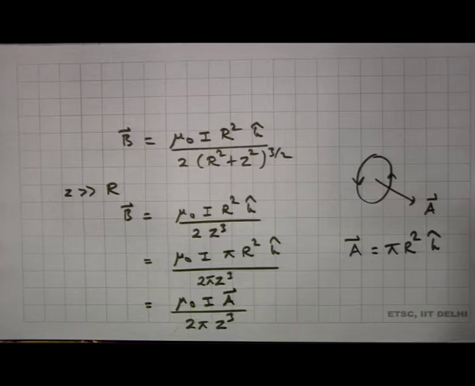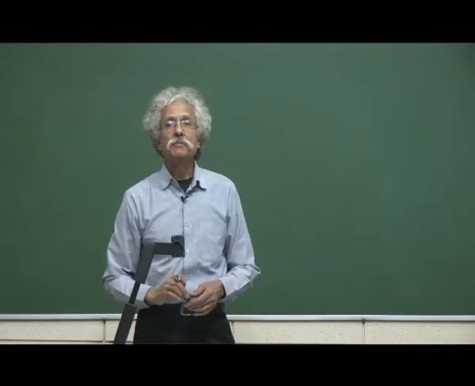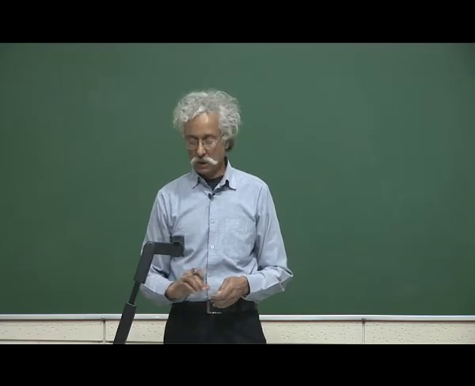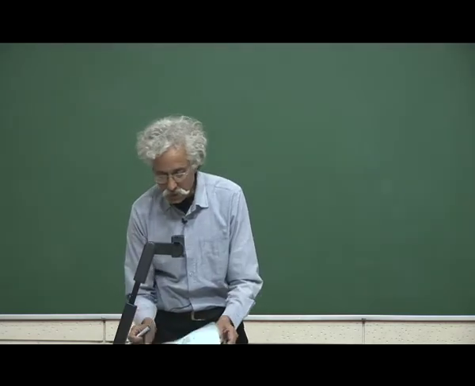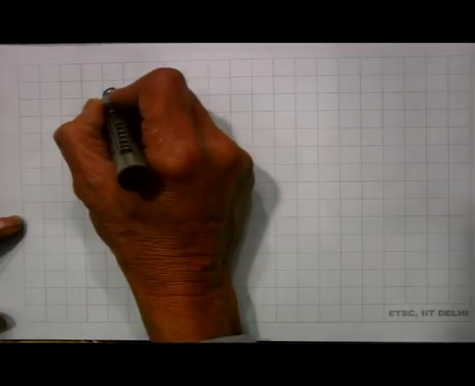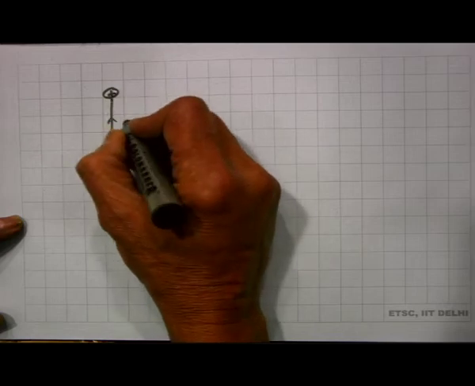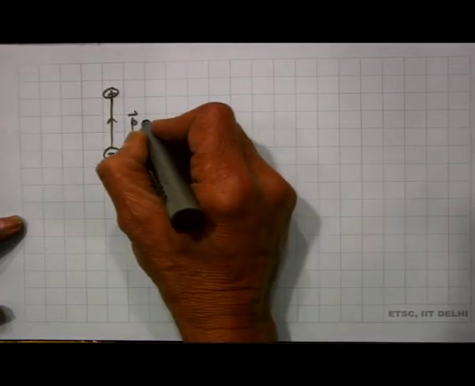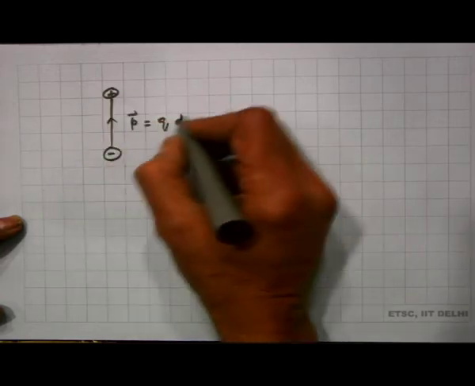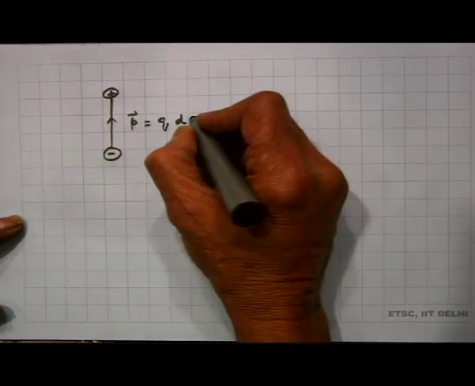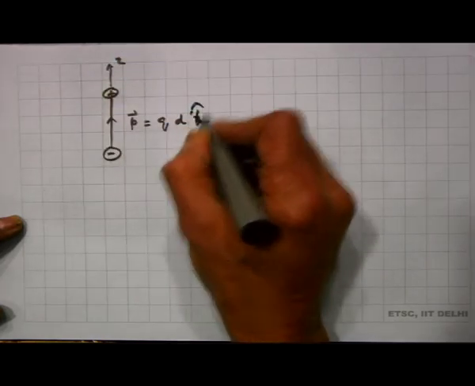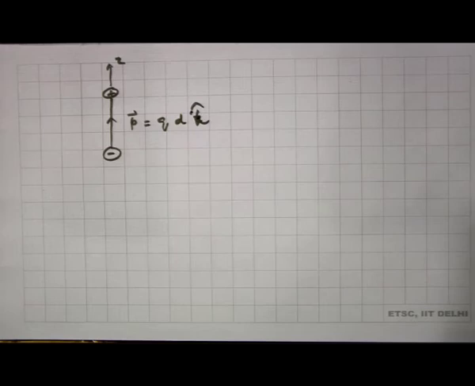Now, while doing electrostatics, I had introduced the concept of electric dipoles. So, let us recall that if you have a negative charge and a positive charge, we can define an electric dipole moment which is q times d, and it is in the direction from negative to positive. So, this is z axis, this is z cap, k cap. So, that was the electric dipole moment.